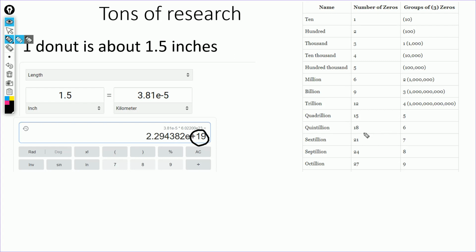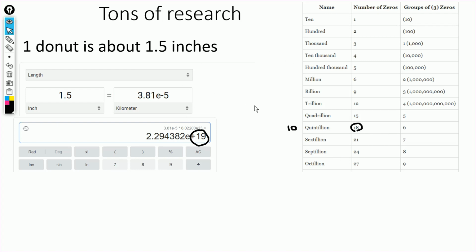Well, this tells me the number of zeros. If I have 18 zeros, I have 1 quintillion. But I have 19 zeros, so I actually have 10 quintillion. 10 in the tens place. So if I were to count this out, I would have 20 quintillion kilometers. That's how far I would reach, 20 quintillion.